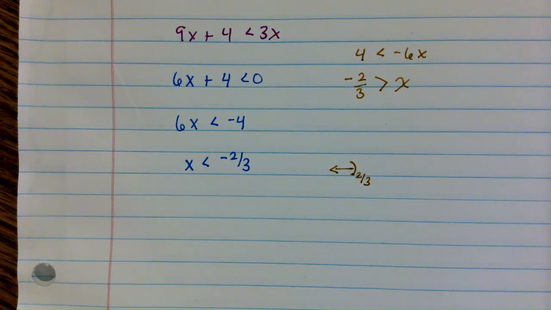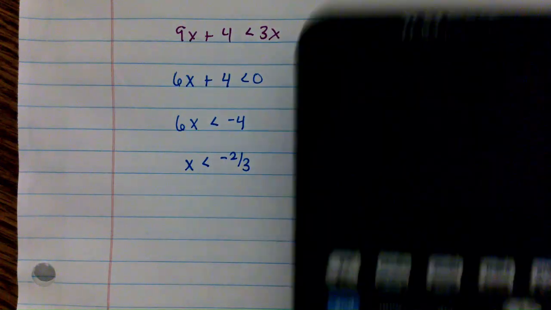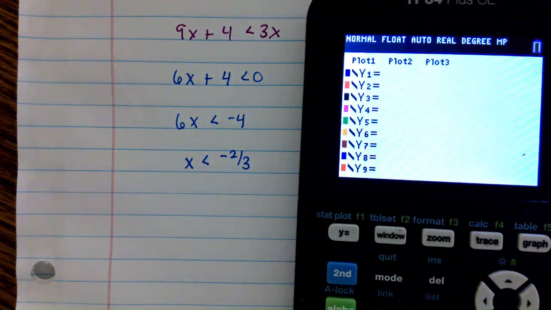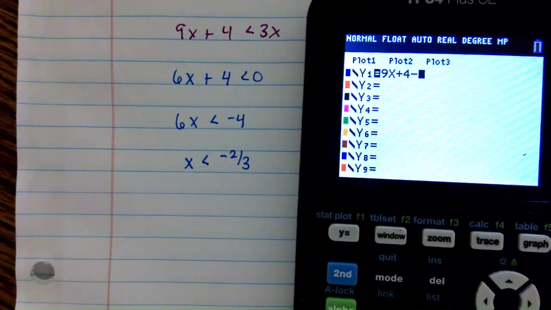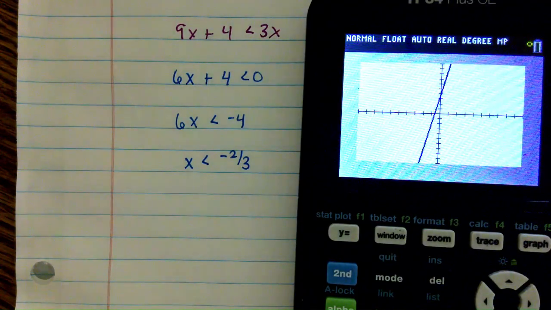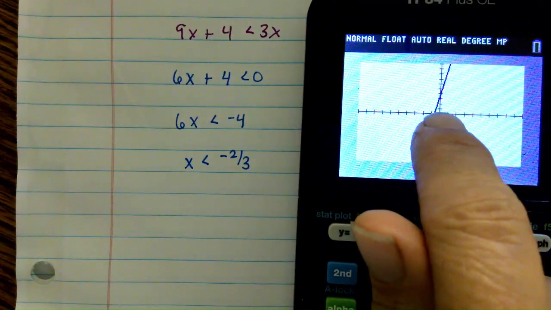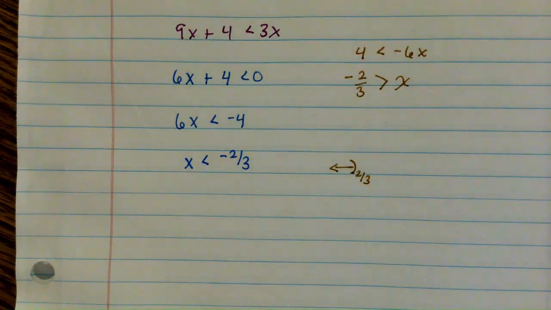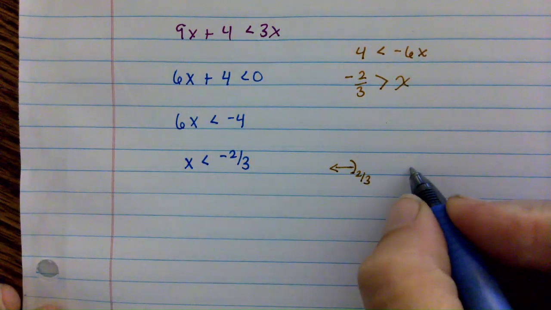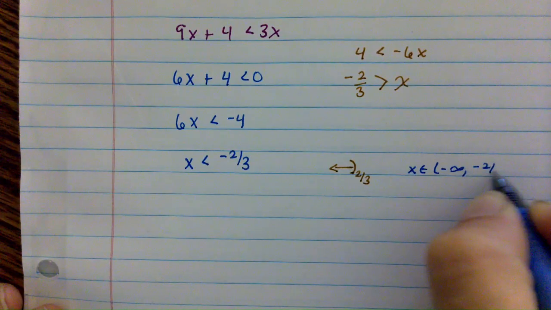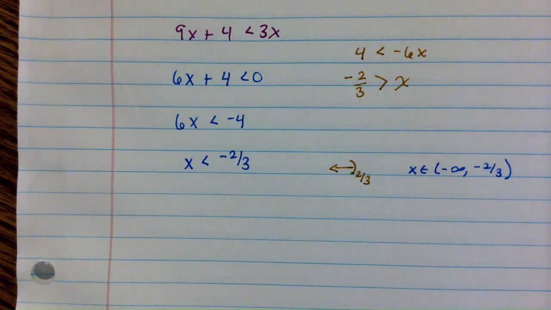So let's see if graphing would have gotten us that. Y equals 9x plus 4 minus 3x. And we're still looking for less than 0. Less than 0 was on this side. And it does look to be at -2/3 where it hits. Absolutely. So our answer is -infinity, ending at -2/3, not included.